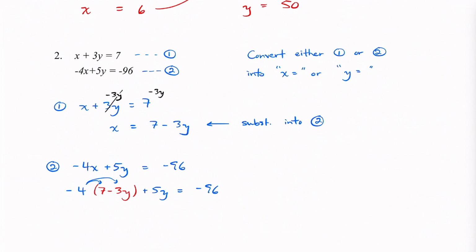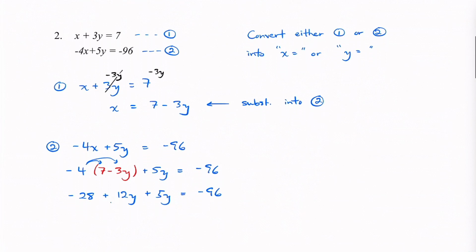So I'm going to have negative 4 times 7. That's going to be negative 28. Then I'm going to have negative 4 times negative 3y. That's positive 12y. And then plus 5y, and then equals negative 96. So I can take these y's and put these together. I'll just write down minus 28. And then I had plus 12y plus 5y, so that's plus 17y equals negative 96.